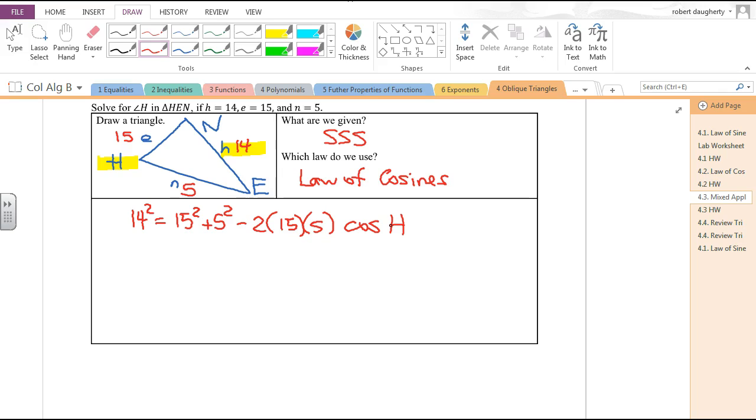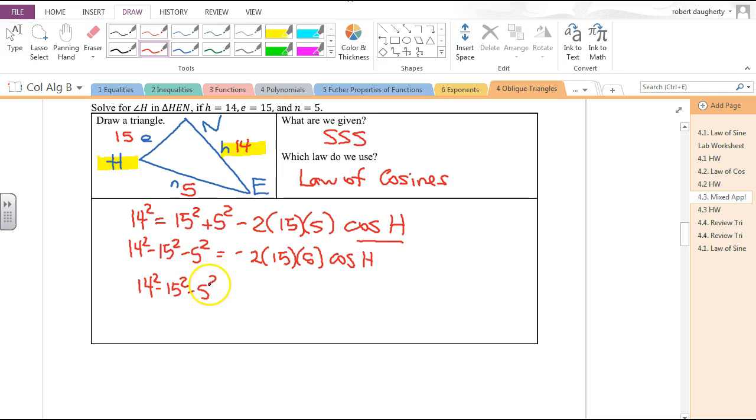If I want to get this by itself, first thing I'm going to do is move these two numbers. So 14 squared minus 15 squared minus 5 squared equals negative 2 times 15 times 5 times cosine H. To get the cosine H all by itself, I'm going to divide by everything that's in front of it. So 14 squared minus 15 squared minus 5 squared over negative 2 times 15 times 5 equals the cosine of H. And where do I go now?